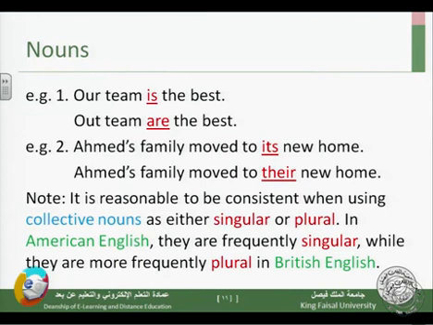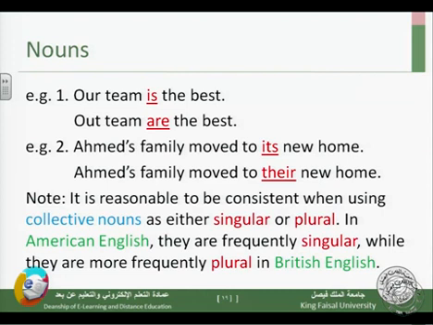So we can say our team is, or our team are. In the second example, Ahmed's family moved to its new home. We can also say Ahmed's family moved to their new home. So the possessive its refers to family as singular, as a unit, and there is a possessive that refers to a family as members of the family, and both are possible. But it is reasonable to be consistent.